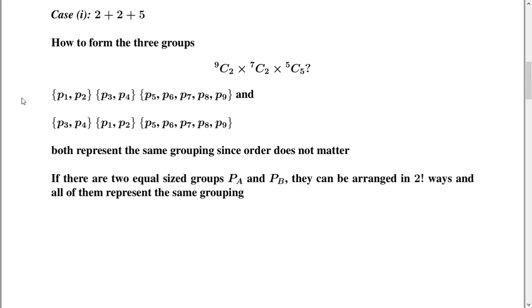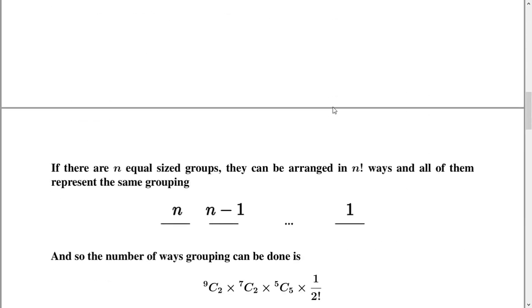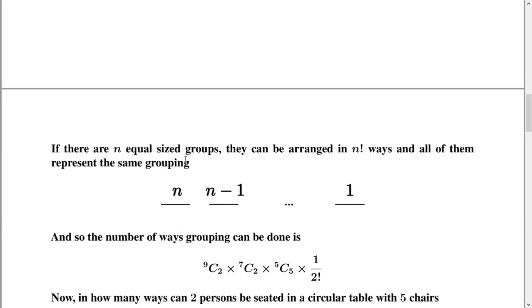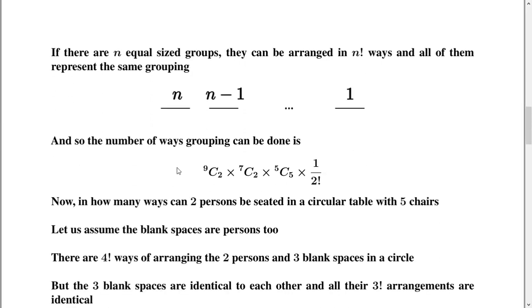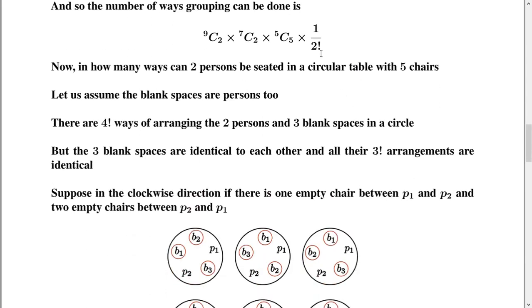Similarly, if there were 3 groups of the same size, then those 3 groups can be arranged in 3 factorial ways, and so this would have had to be divided by 3 factorial. And so on. In general, if there are n equal sized groups, they can be arranged in n factorial ways, and so you would have to compensate your answer by dividing it by n factorial. Okay, so in this case we have 2 groups of equal size, so the number of groupings is this thing.